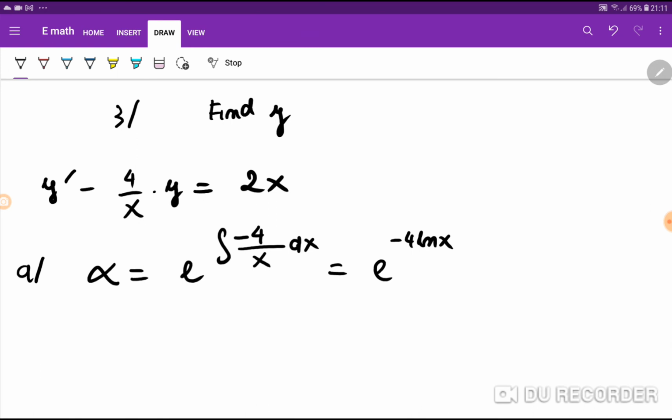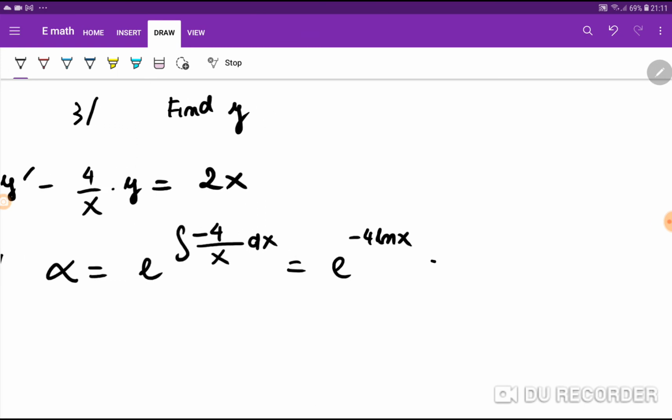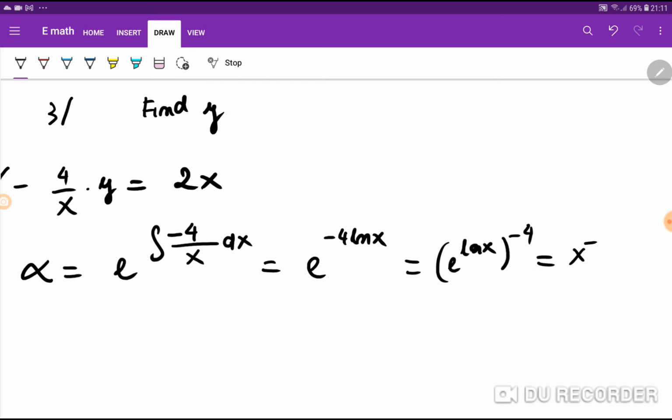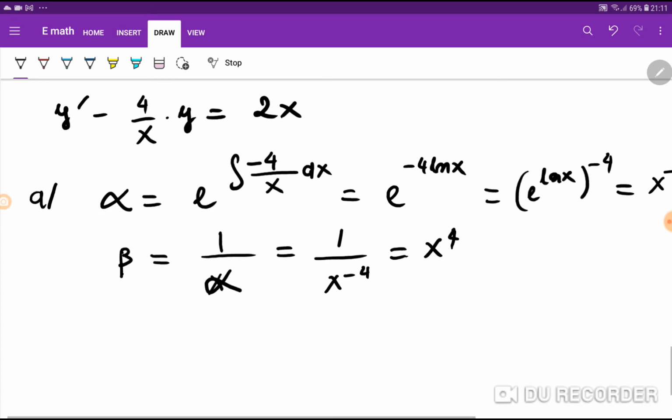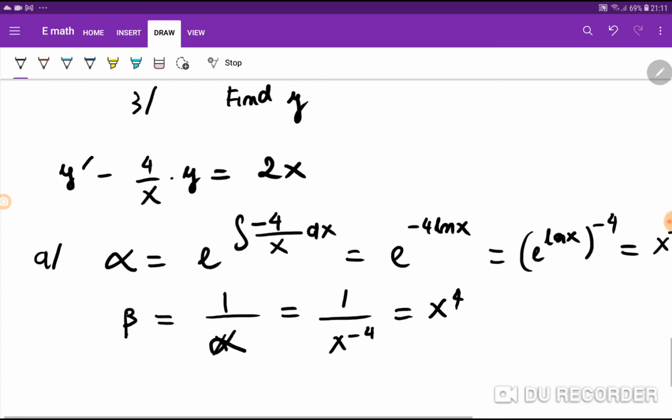If I add plus c, I find a family of alpha. I just want to find one. So e to the ln x to the power negative 4. e to the ln x is x, so x to the negative 4. You find alpha. Beta, what's beta equal to? Beta equals 1 over alpha, which is 1 over x to the negative 4, which is x to the power 4.